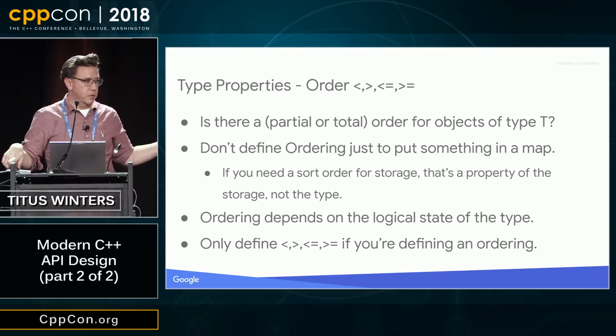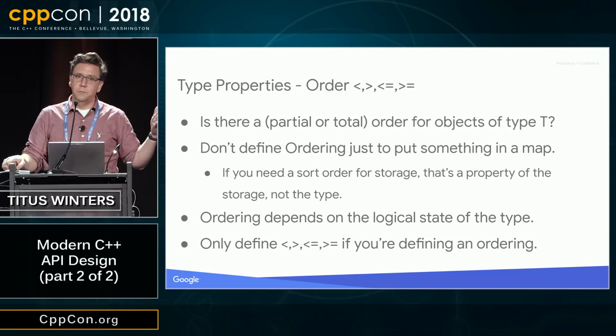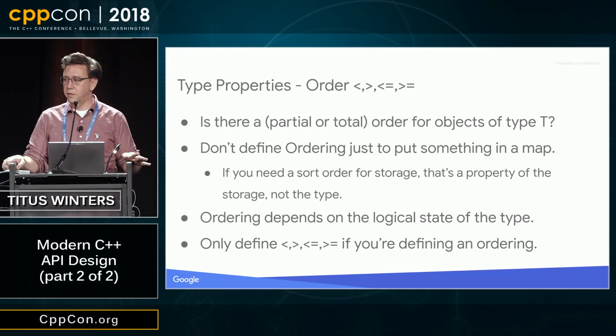Once you're talking about comparable, you also talk about ordered. Is there a partial or total order for objects of your type? Please don't define an ordering on your type just to put it in a map. If you are defining type chair, it does not get a built-in operator less than just so that you can put it in a map.